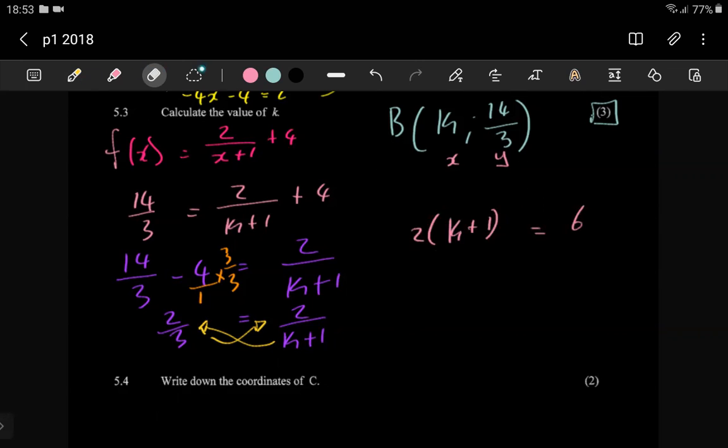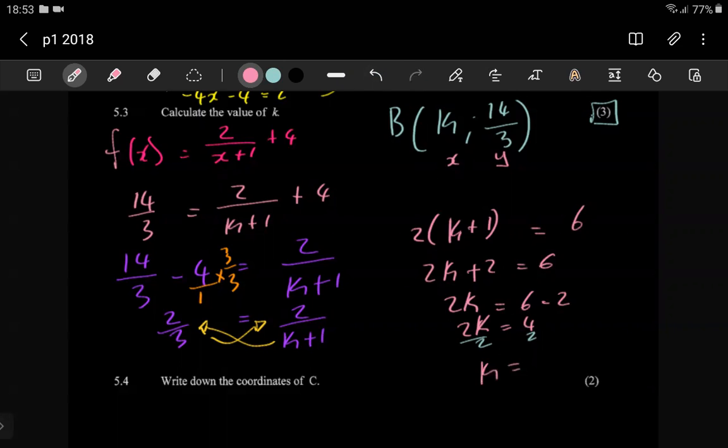So what we have here is 2k plus 2 equal to 6. Then you have 6 minus 2, which is 4, equals 2k, and then divide both sides by 2. I wrote the equal to sign too early, as always. So here you're just going to have a k value of 2.